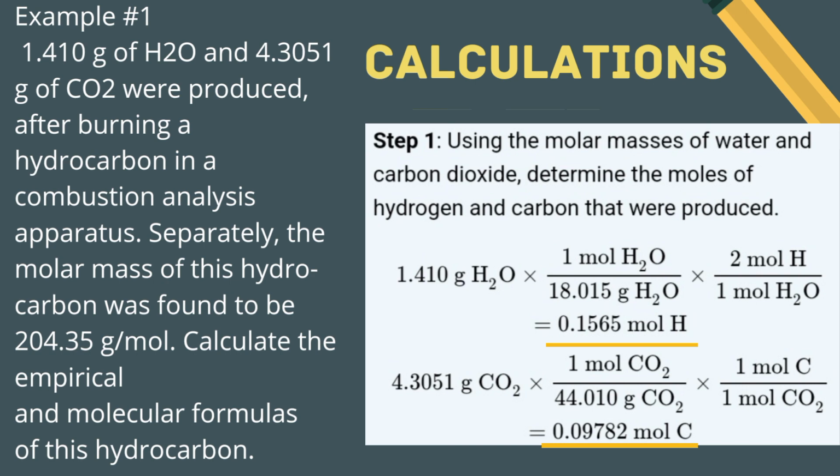So after that, since we already got the mole ratio, now we are going to compute. 1.410 grams divided by 18.15 grams. The answer is 0.07826, and then multiply it by 2. So the final answer is 0.1565 mole of hydrogen. So we have now gotten the mole of hydrogen.